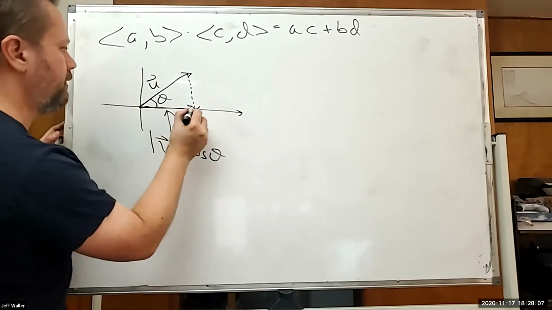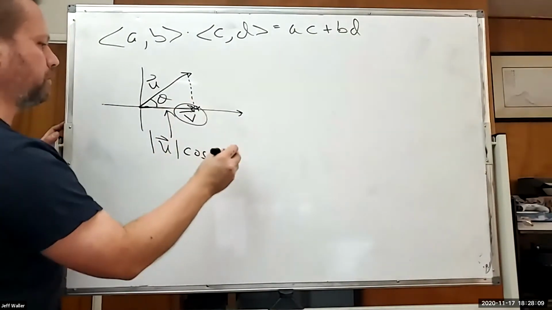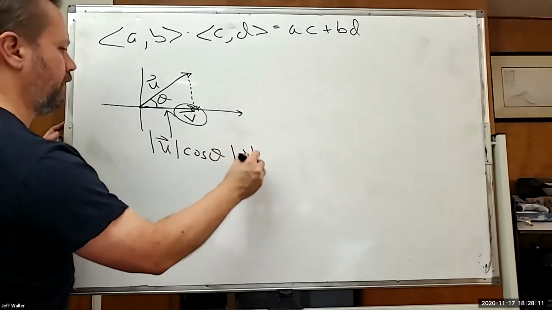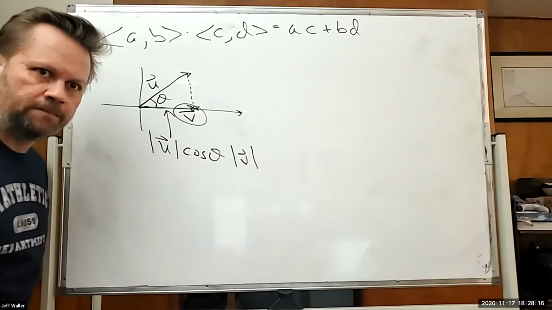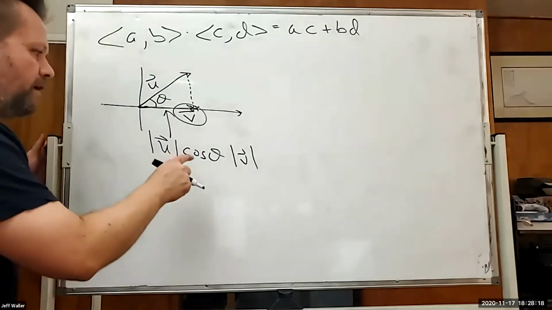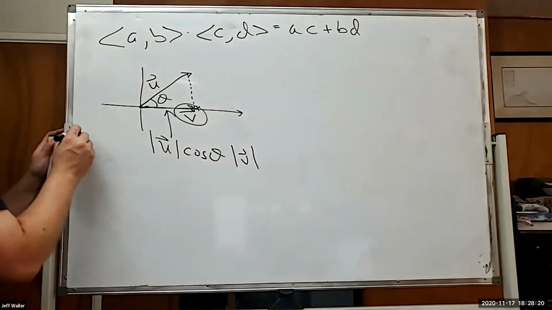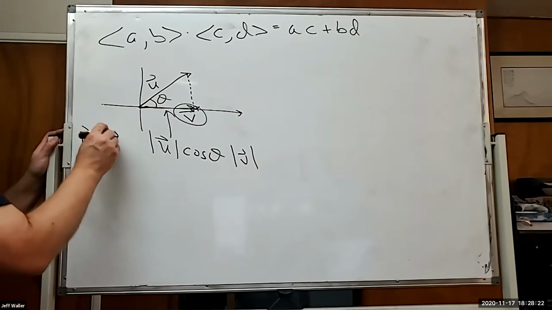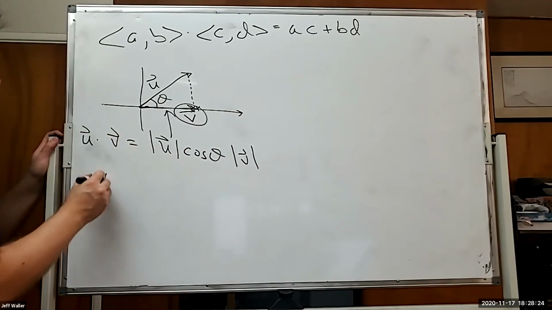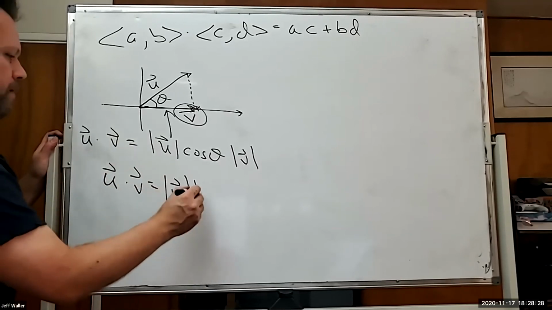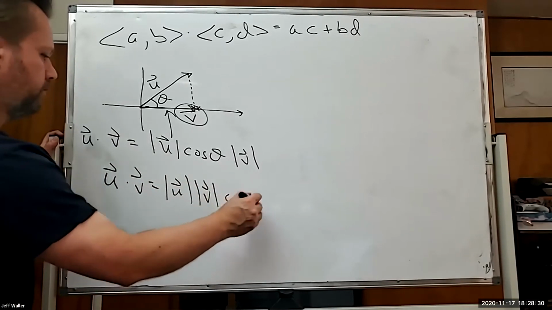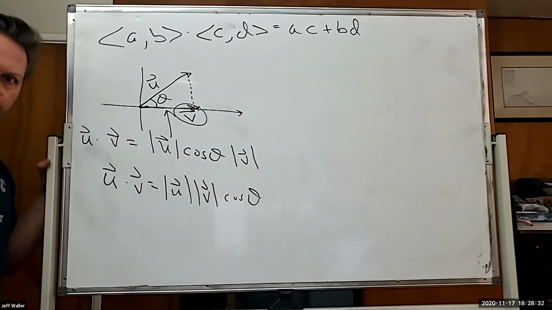That piece of u will multiply with the length of v. And that would give me the same result. So this is another definition for the dot product. U dot v equals this. Let me write it a little bit better. U dot v equals mag u mag v cos theta. I like it.